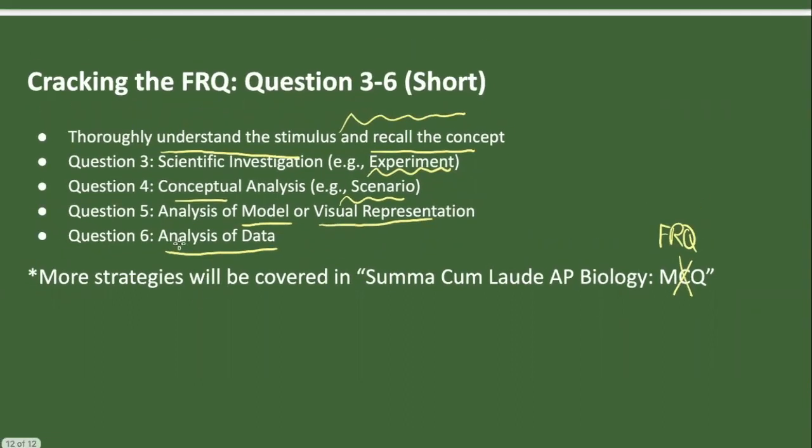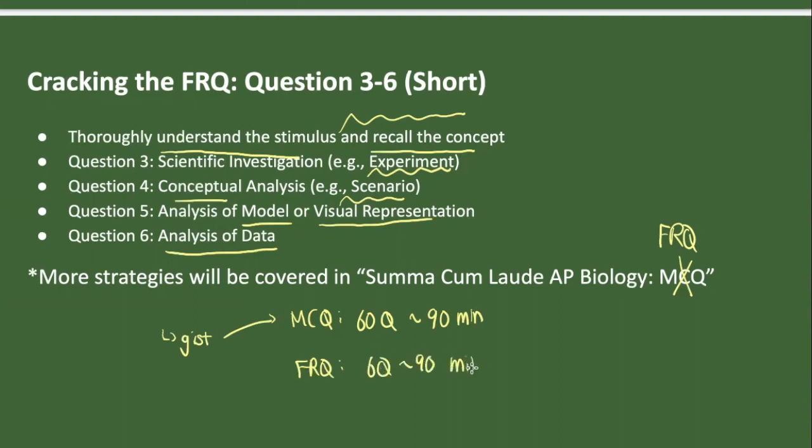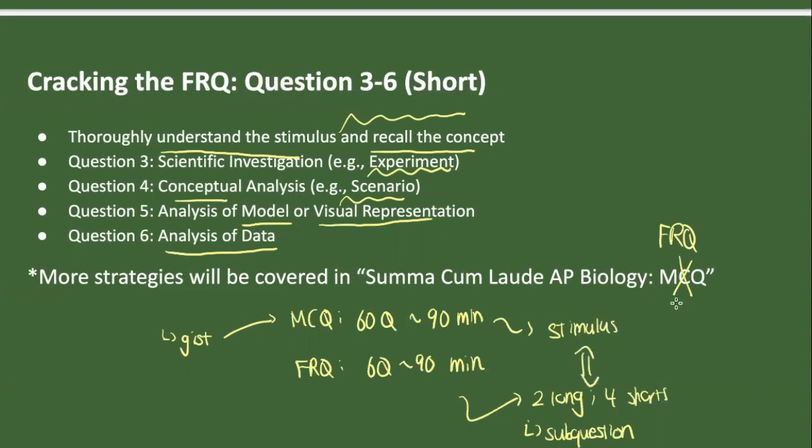All right. So I'm pretty sure this video allowed you to get the gist of the entire AP Bio exam. So there's the MCQ section. You're given 60 questions to solve within 90 minutes. For FRQ, you're given 6 questions to solve within 90 minutes. And for FRQ, there's 2 long questions and there's 4 short questions, and each question will have a sub question. And for MCQ, there's always a stimulus. I think the stimulus applies for both FRQ and the MCQ.